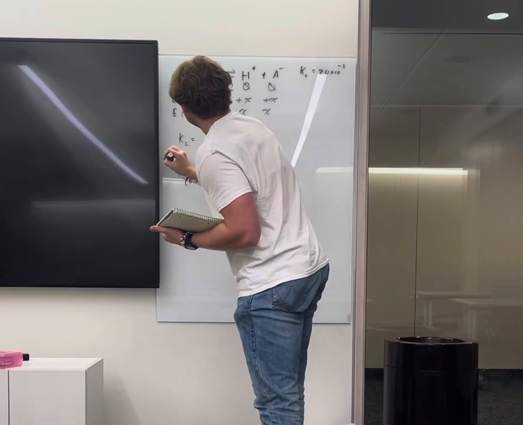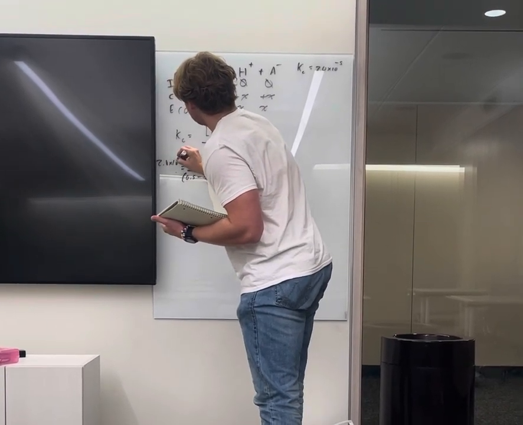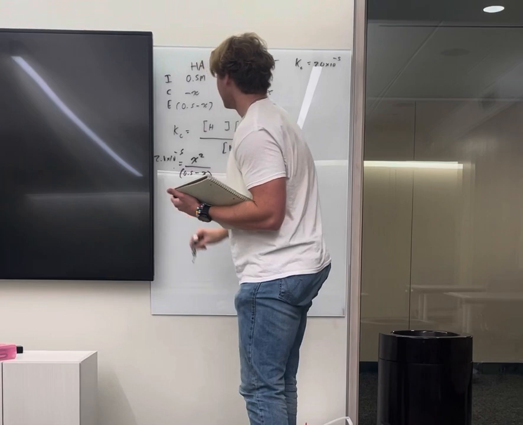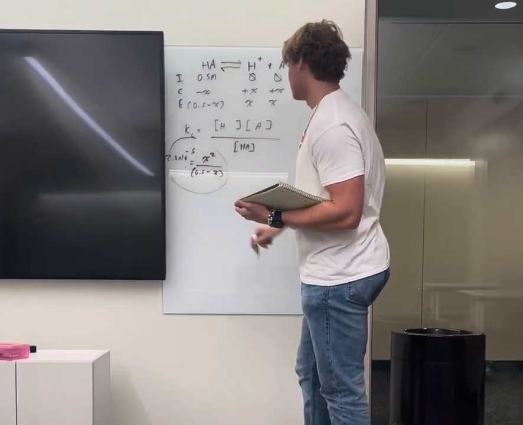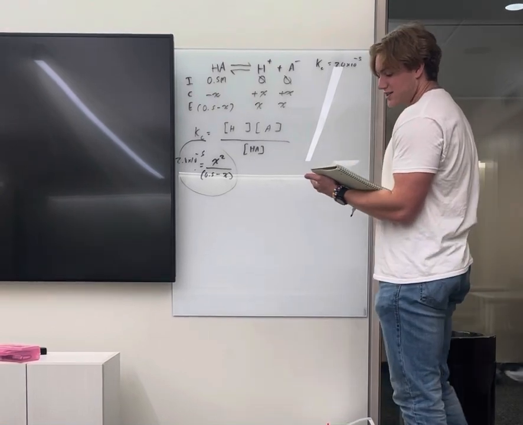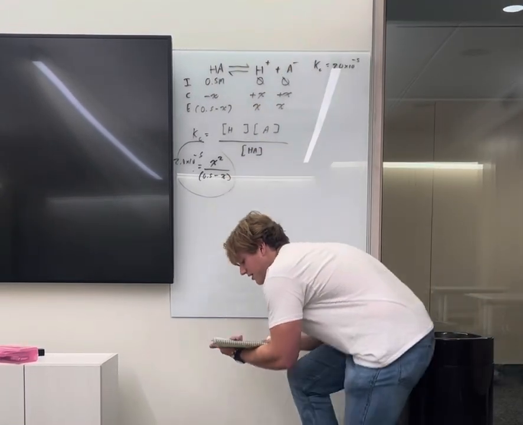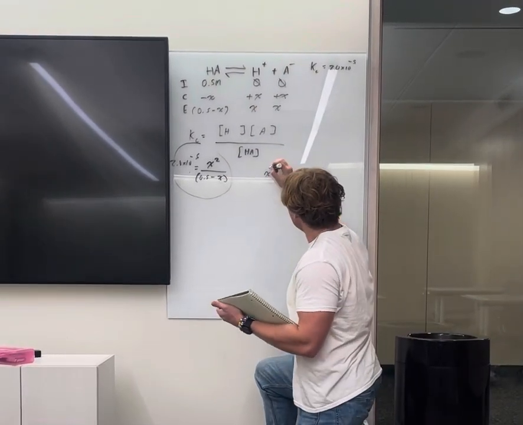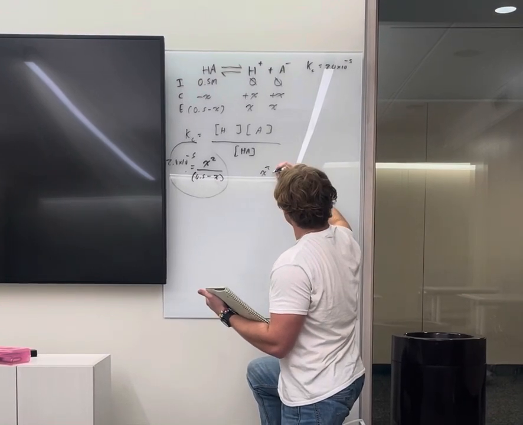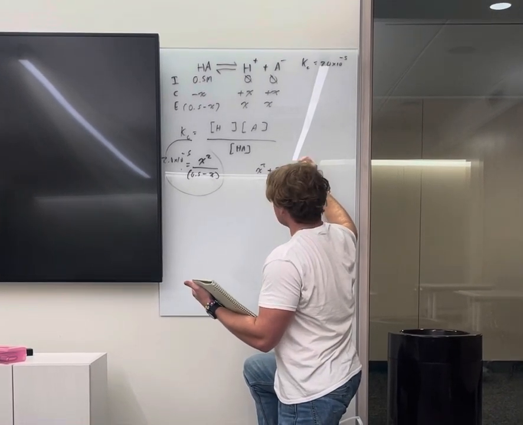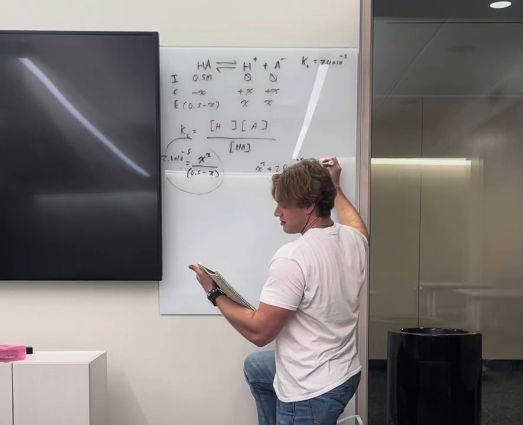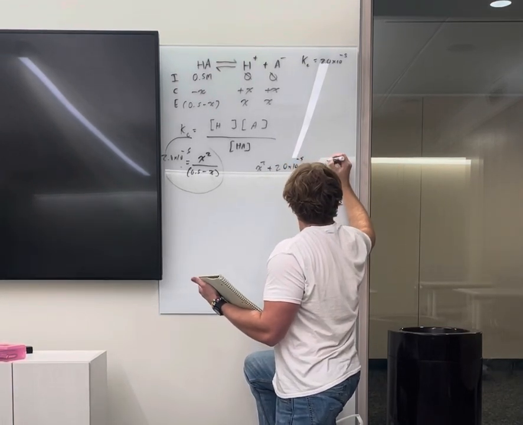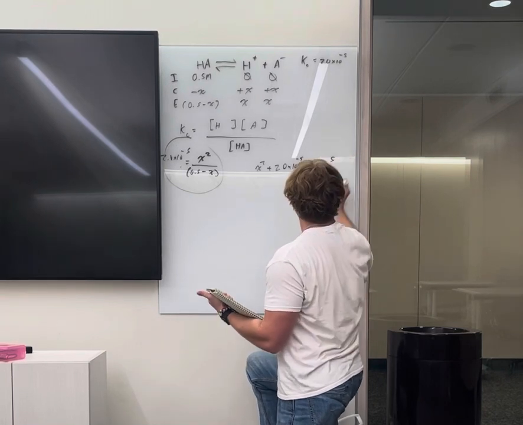What is Kc equal to? Oh, we put it up here. 2.0 times 10 to the negative 5. All right, I don't know if you can see that. Either way, this is the equation we're going to solve. If we solve for x, we will end up getting a quadratic of x squared plus 2.0 times 10 to the negative 5 x minus 10 to the negative 5.